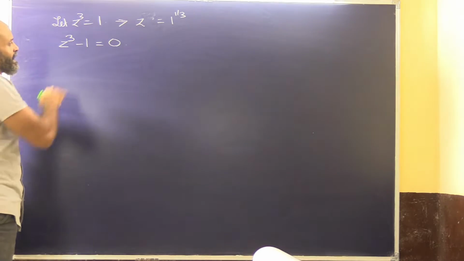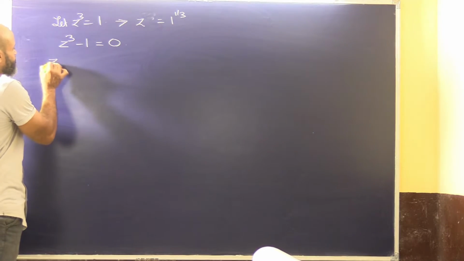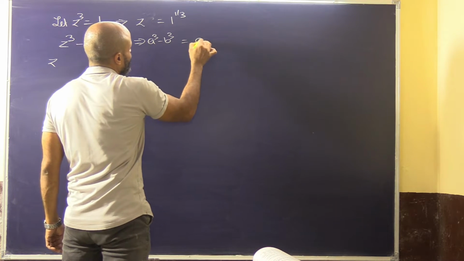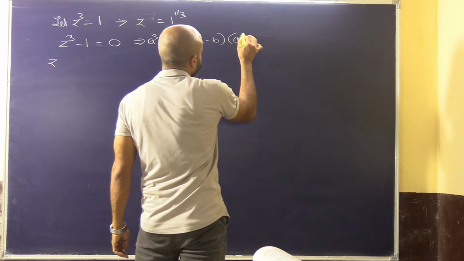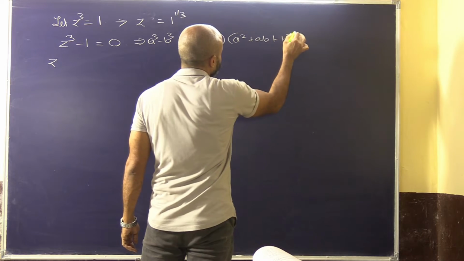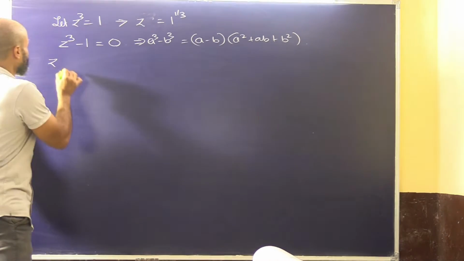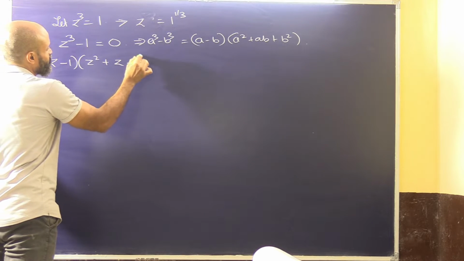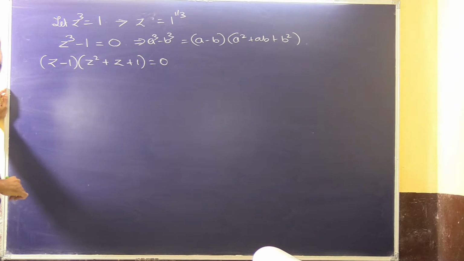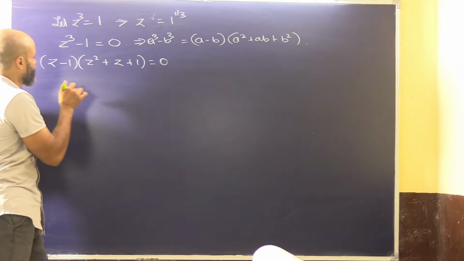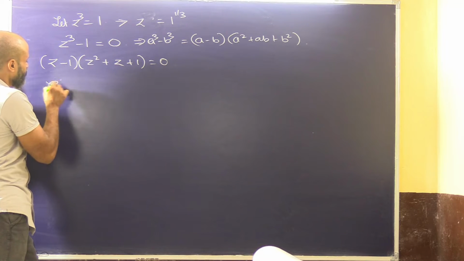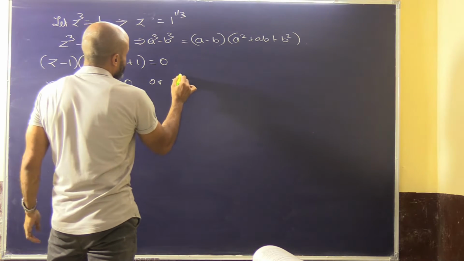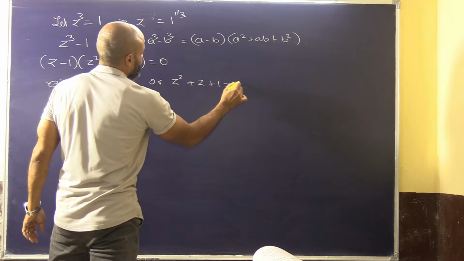So let's say z cube minus 1 is equal to 0. We can represent this using a cube minus b cube is equal to a minus b into a square plus ab plus b square, which here would mean z minus 1 into z square plus z plus 1 is equal to 0. Now in this case, either z minus 1 is equal to 0 or z square plus z plus 1 is equal to 0.